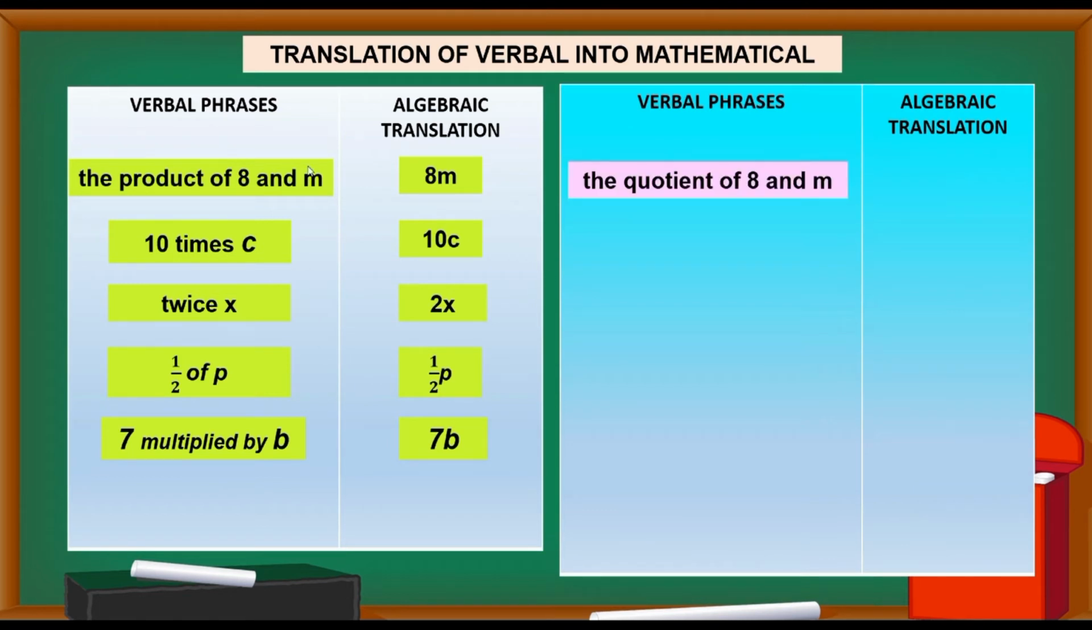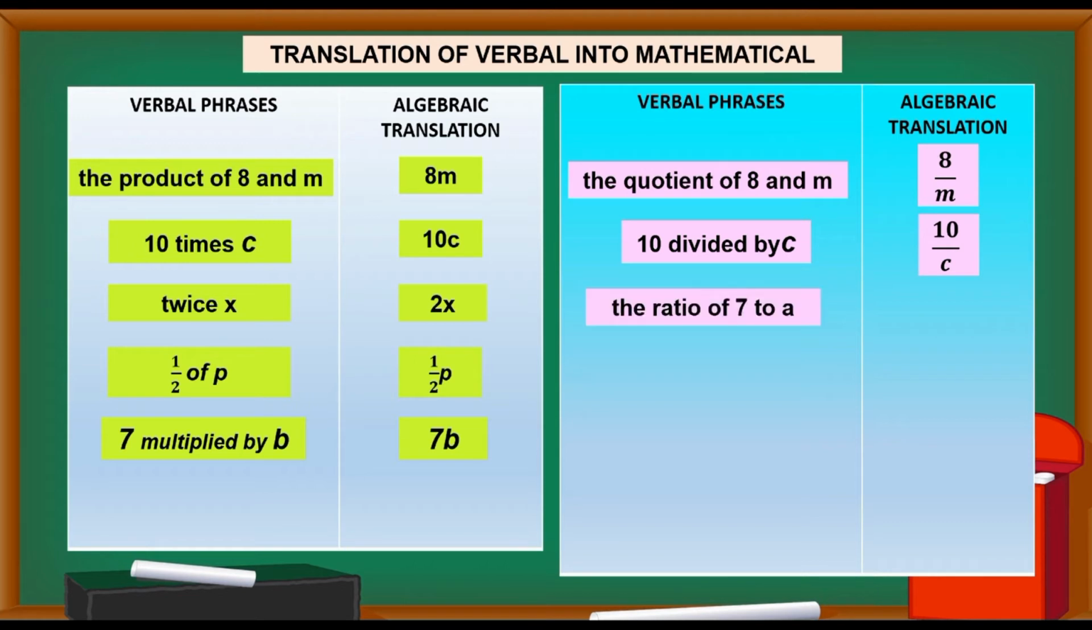Let us have now the division. So, the quotient of 8 and m. So, quotient, division. So, pwedeng 8 over m, or yung symbol natin na 8 divided by m. Pwede rin po yun. Next is 10 divided by c. So, 10 over c. Another, the ratio of 7 to a, or 7 over a. So, i-divide lang po or pwede tayong gumamit ng fraction bar.